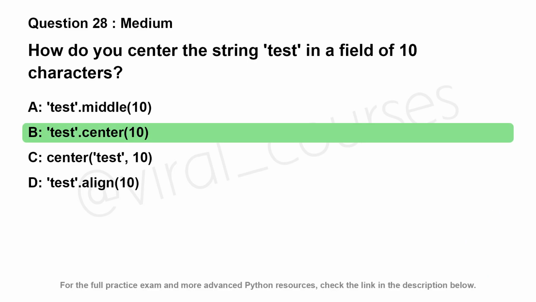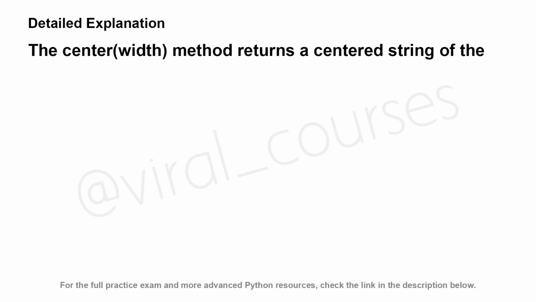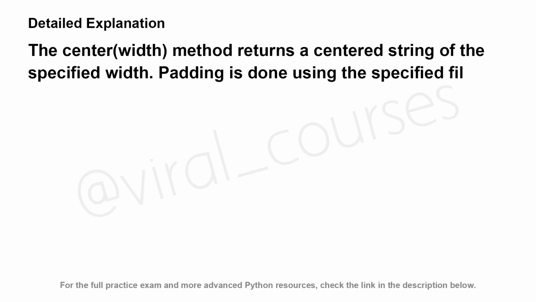The correct answer is B. The center(width) method returns a centered string of the specified width. Padding is done using the specified fillchar. Default is an ASCII space.